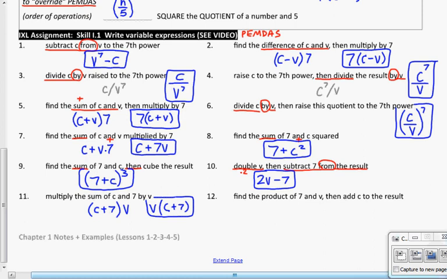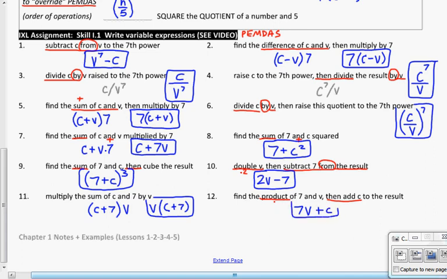Last one, find the product of 7 and v. Product means to multiply. So we want 7 times v. We don't need the times sign. Then add c to that result. So then add c.